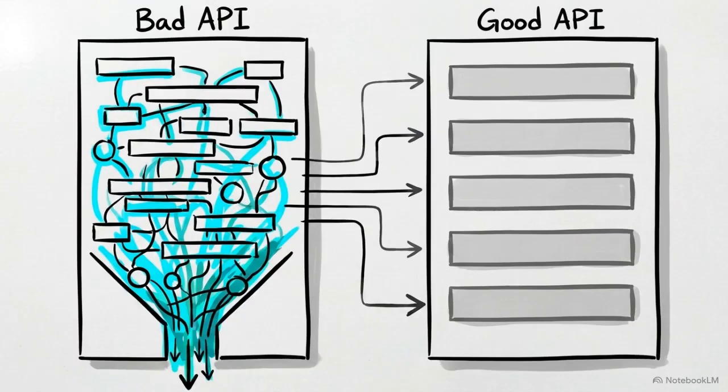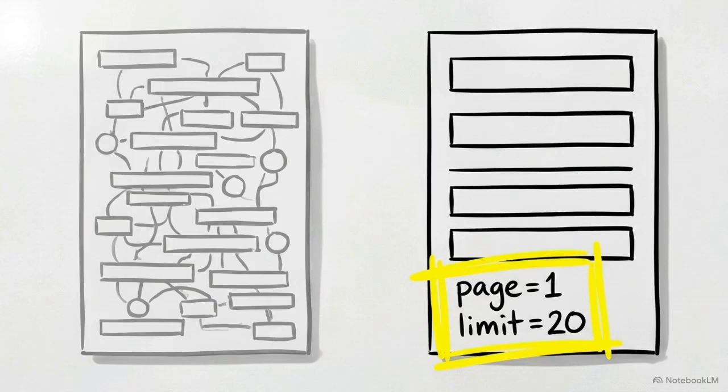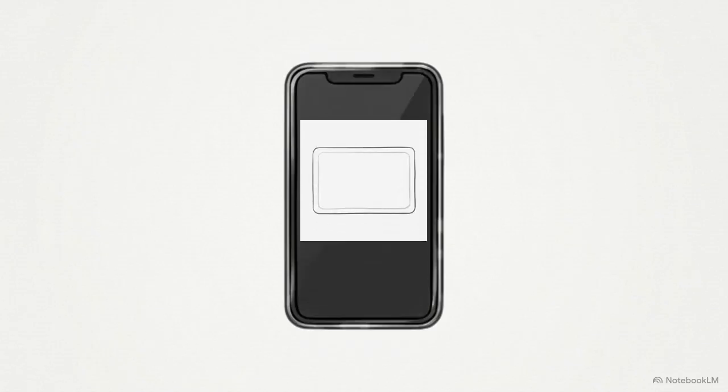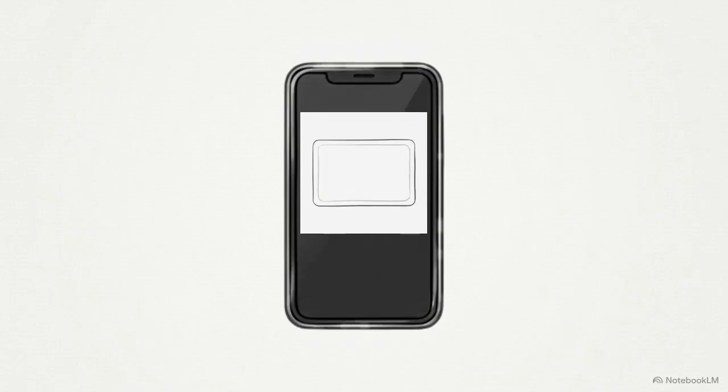Look at this side-by-side comparison of API requests. A naive request asks for everything at once, creating a chaotic, endless wall of data. A properly structured API request, however, enforces strict boundaries. It explicitly asks for exactly 20 items on page 1. On the front end, this structured approach is what actually powers the smooth, seamless experience of an infinite scroll.